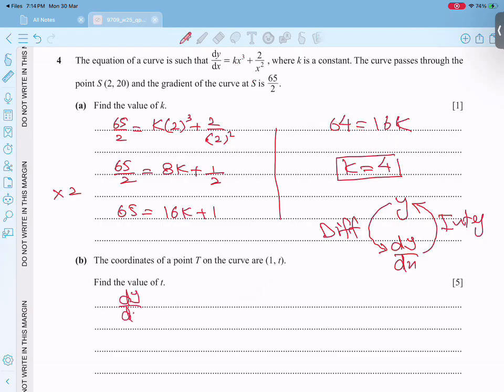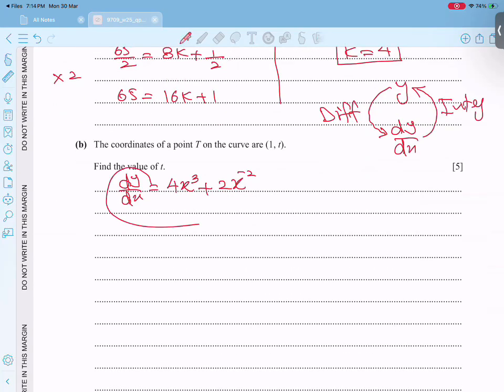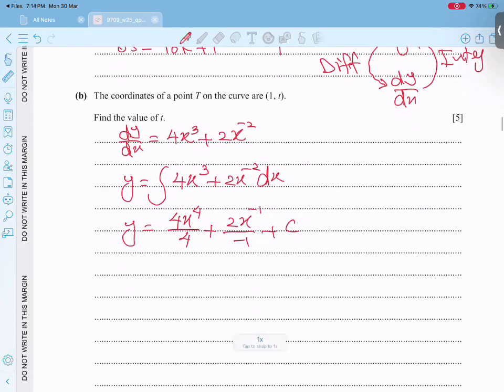First of all, I'm replacing k with 4 here, and then I can go for integration. So dy over dx is 4x cubed plus 2x to the power negative 2. I'm going to integrate now. When I integrate this, I will get y directly. So y equals the integral of 4x cubed plus 2x to the power negative 2 dx. Increase the power by 1 and divide by the same, plus c. And this 4 cancels out. First simplify: x to the power 4 minus 2 over x plus c.